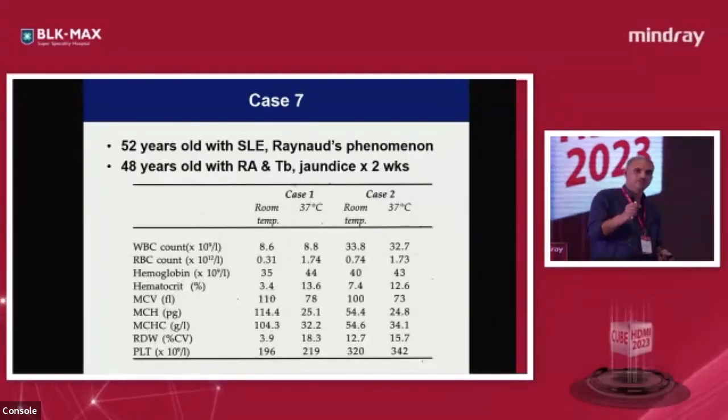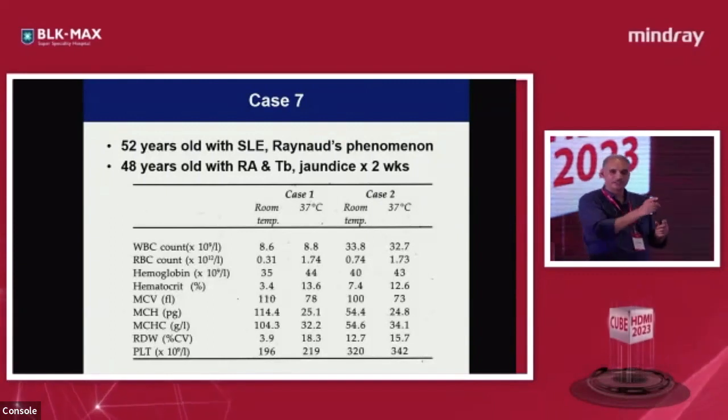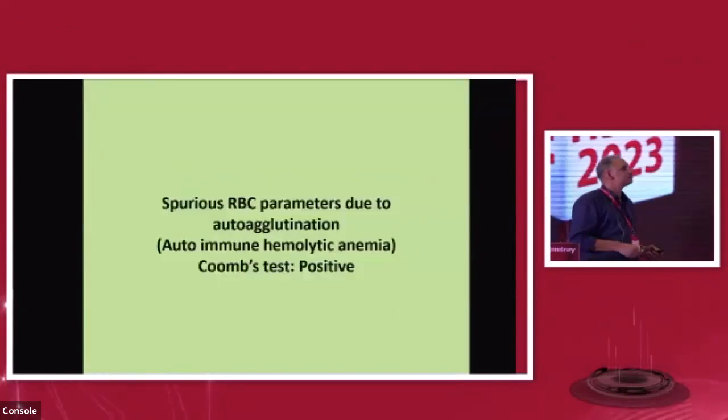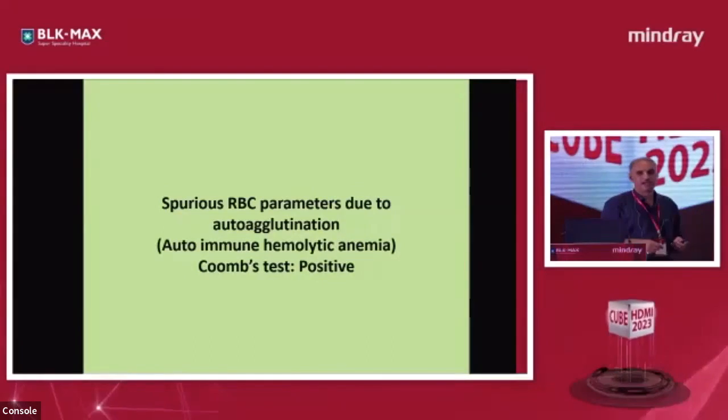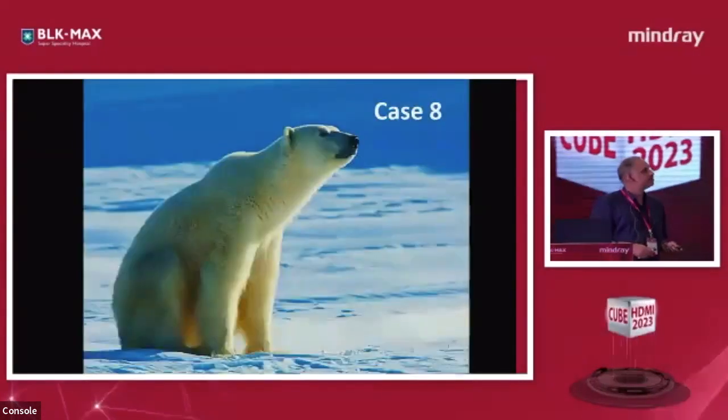So when the technician tells you indices are all wrong, think there's an AHA coming up, if the other samples were normal. So that was spurious RBC parameters due to autoagglutination. Coombs test was positive in both of these cases.